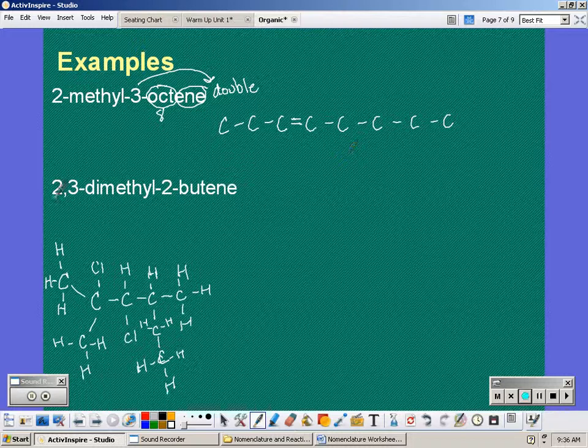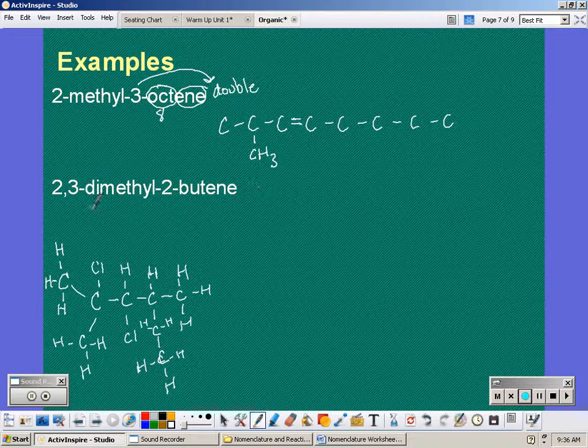2-methyl. So on the second carbon, instead of having a hydrogen, I have a methyl group. So here's my second carbon, and I'm going to attach a methyl group. Methyl meaning 1 carbon, so it's a CH3. It's missing the 4. It's not 4 because it's attached to the carbon, and that would be your 4th bond.